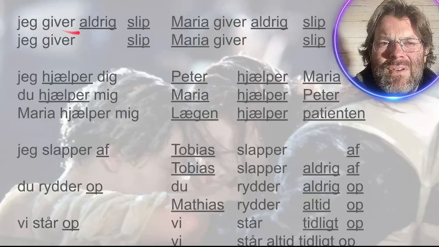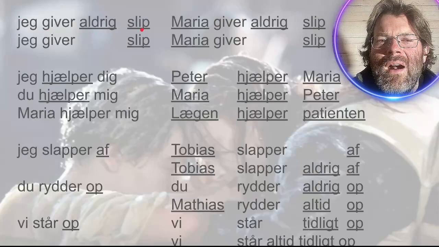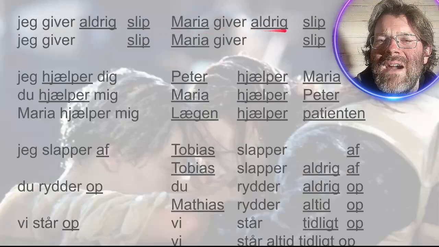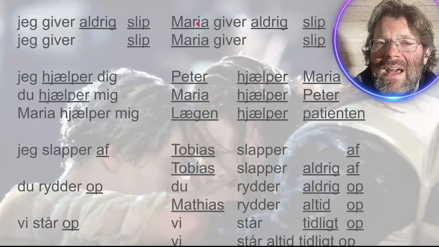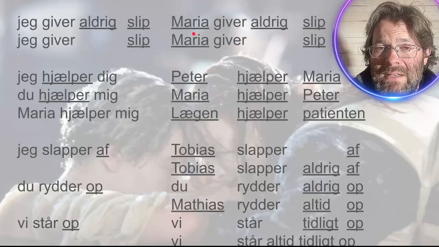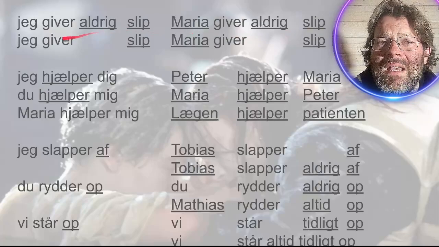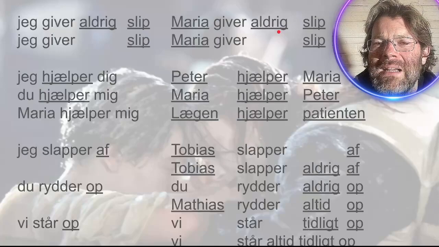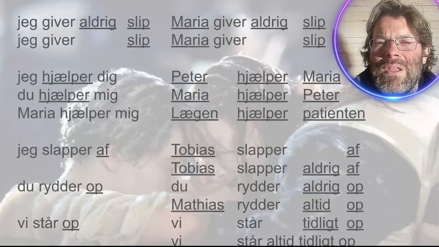That was this one we've been talking about. To contrast this, you could say Maria giver aldrig slip. Now we have Maria, and names are stressed. So you can contrast jeg giver aldrig slip with Maria giver aldrig slip. Now we have three stresses in the sentence, Maria giver aldrig slip, because you also have to stress Maria because it's a name.